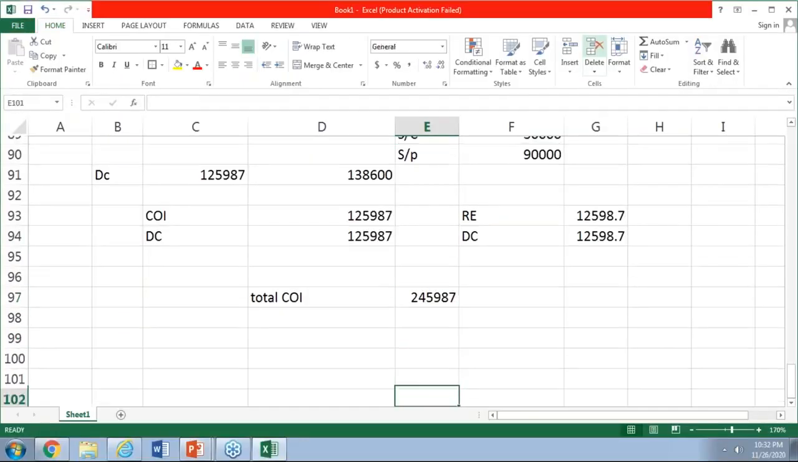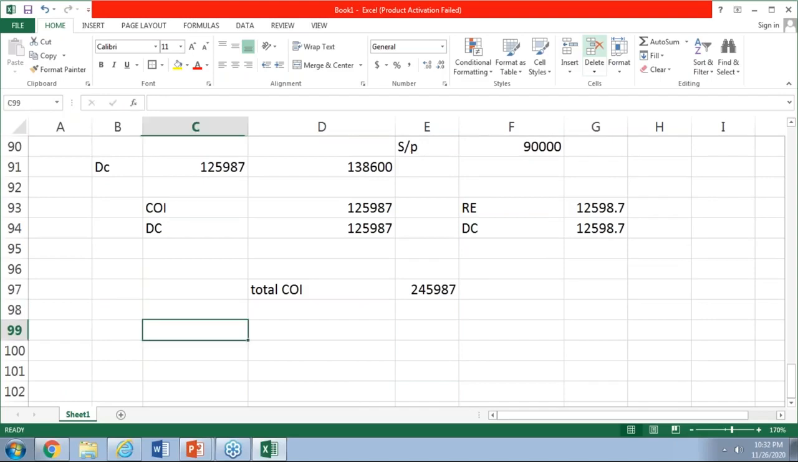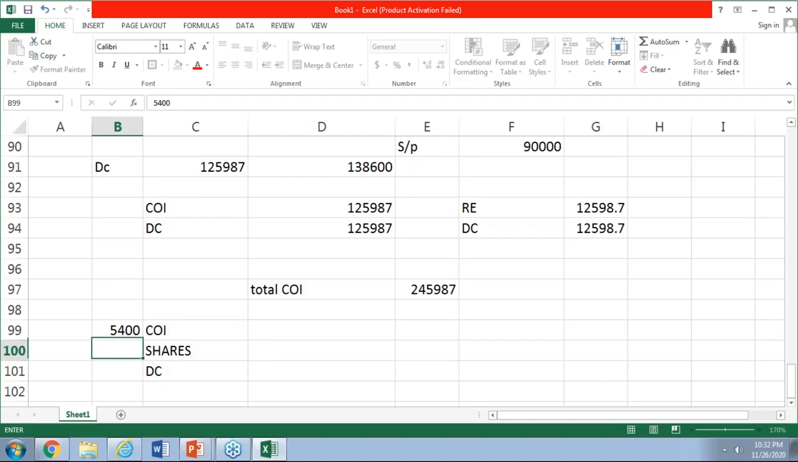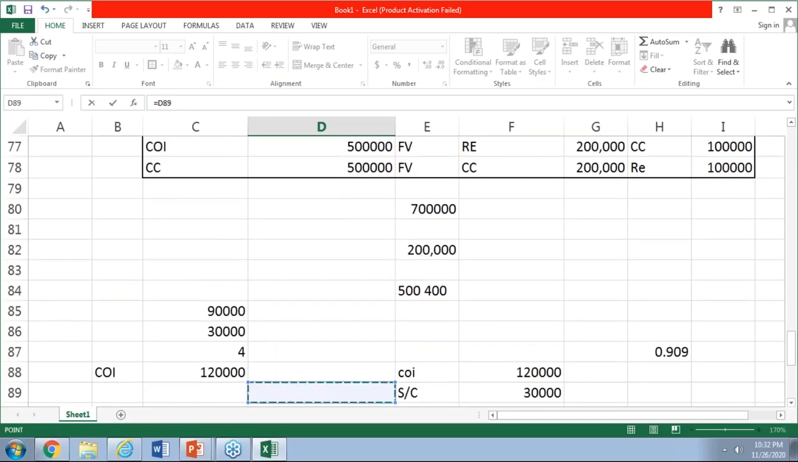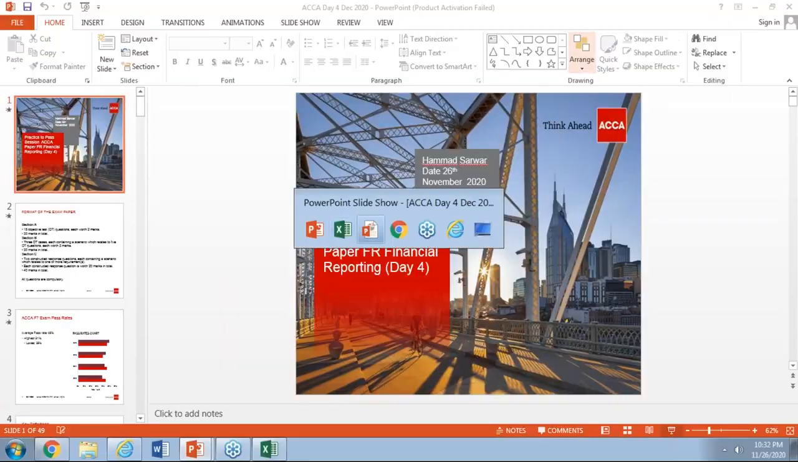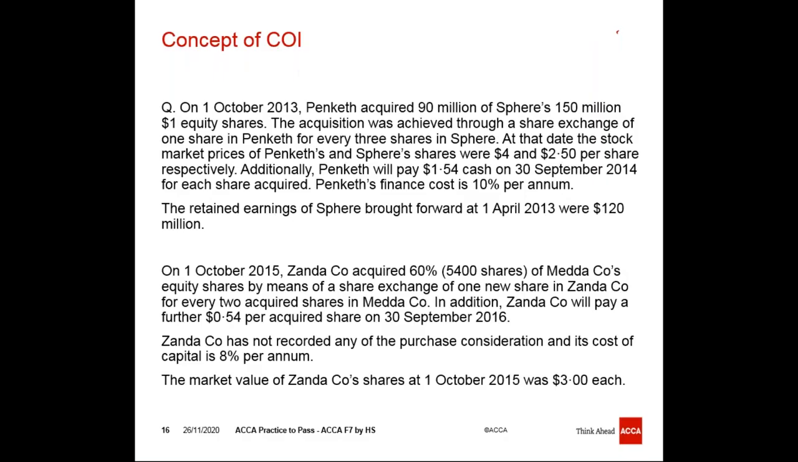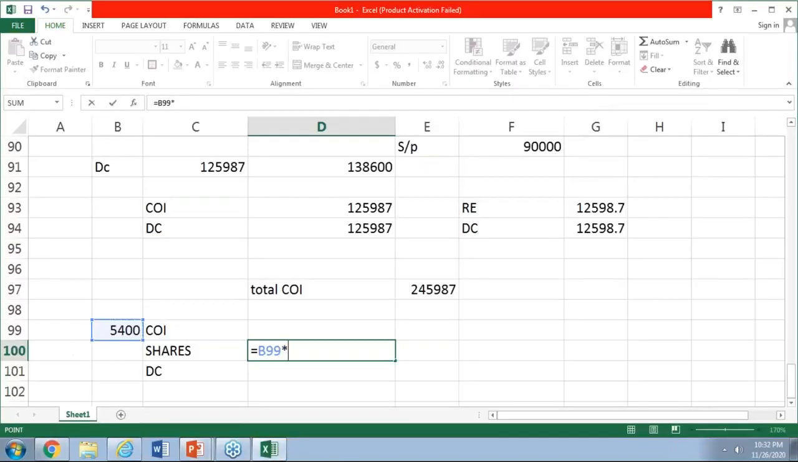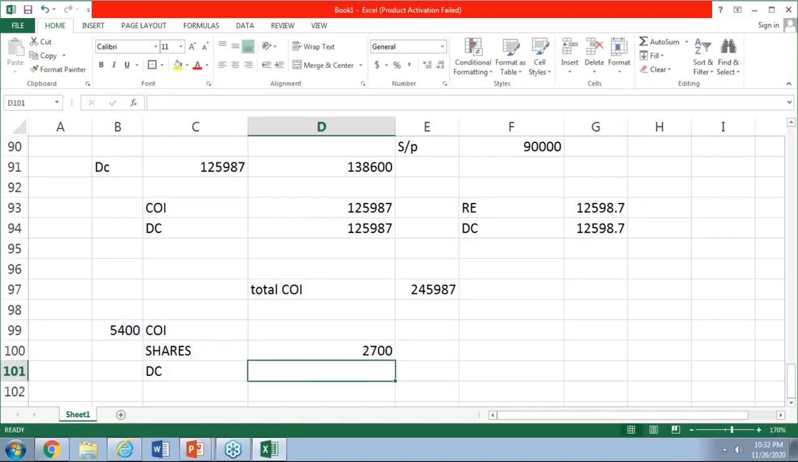So the cost of investment again in this question has got two components. First one is the shares consideration. Second one is the deferred consideration. We have acquired 5,400 shares. Now for the share consideration, we are paying one share in Zenda for every two shares in acquired Meta. So the factor will be 1 divided by 2.